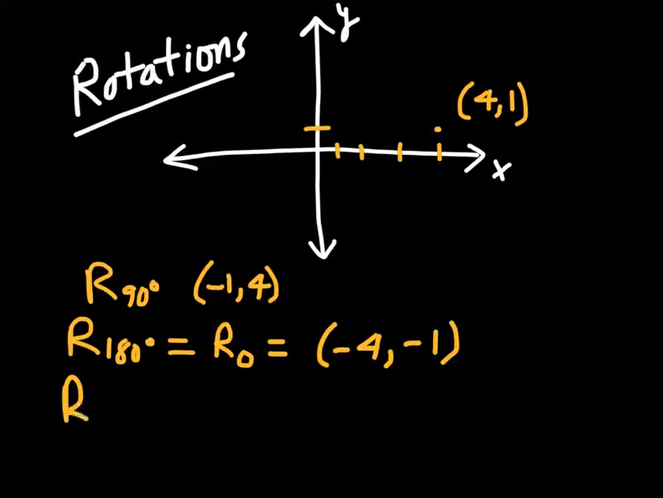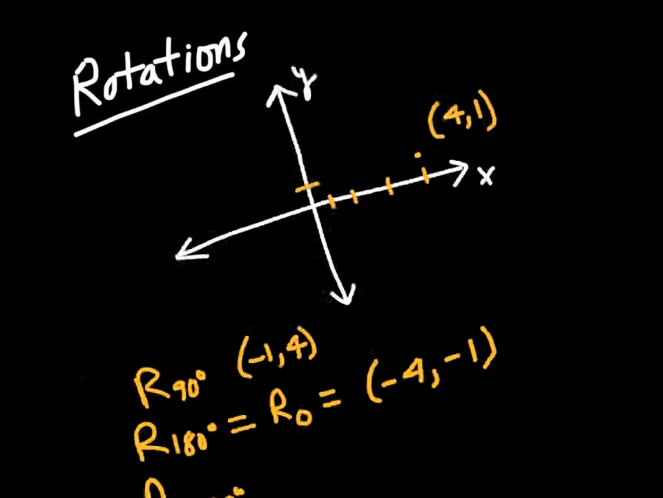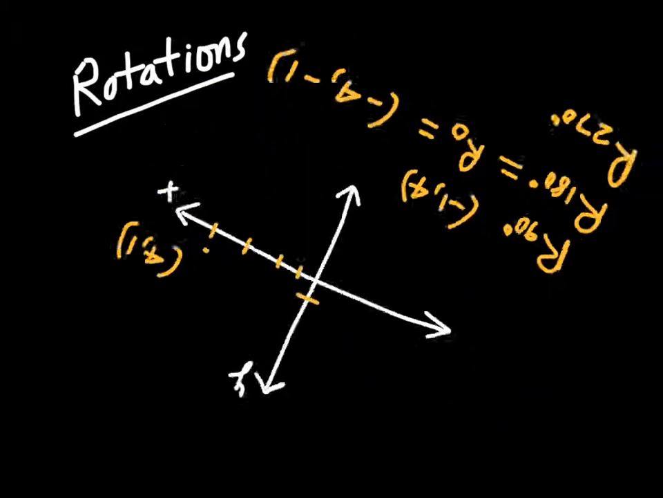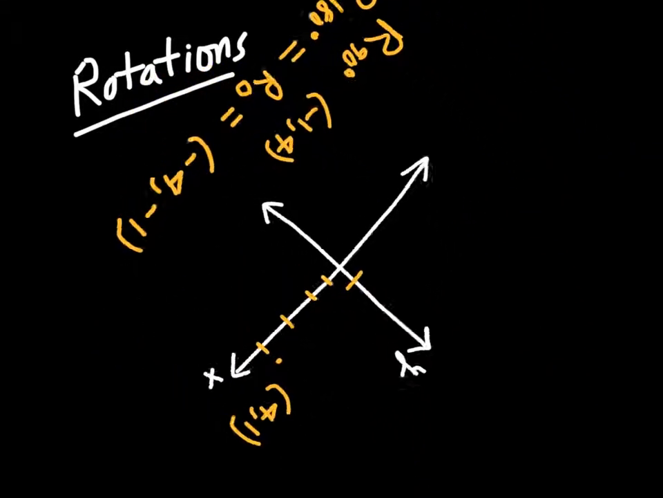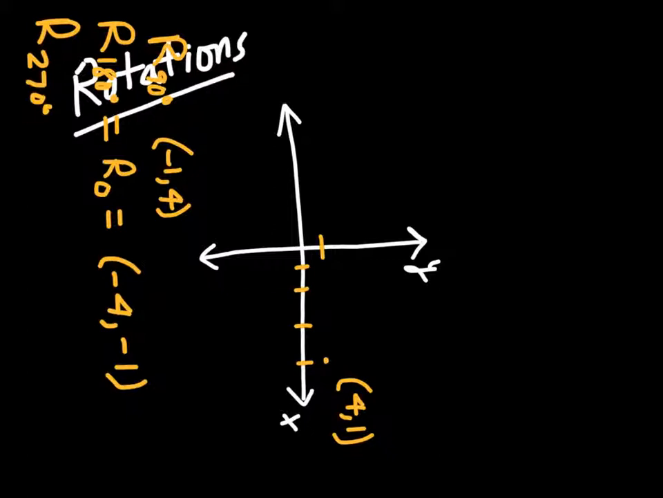And then finally, if I had to do a rotation of 270 degrees, I would turn my paper 90 degrees, another 90 degrees, and one more 90 degrees. That's 3/4 of a turn, giving me my answer at 1, negative 4.